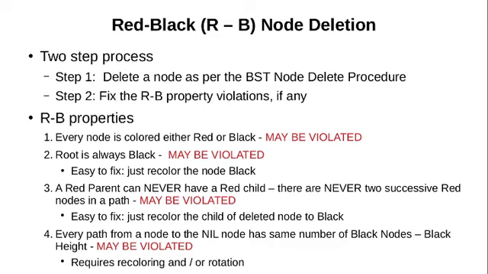The third property is a red parent cannot have a red child. Consider the case when a black node is deleted and the child and parent of the deleted node are both red. A red-red violation is introduced when we connect these two nodes. However, this is easy to fix. We color the child of the physically deleted node black. This also restores the black height in the subtree. The fourth property is the black height property. This property is violated when a black node is deleted. We require recoloring and or rotation to address this violation.